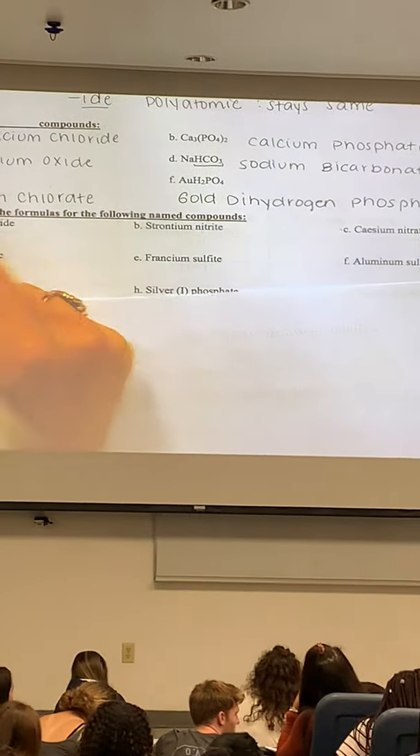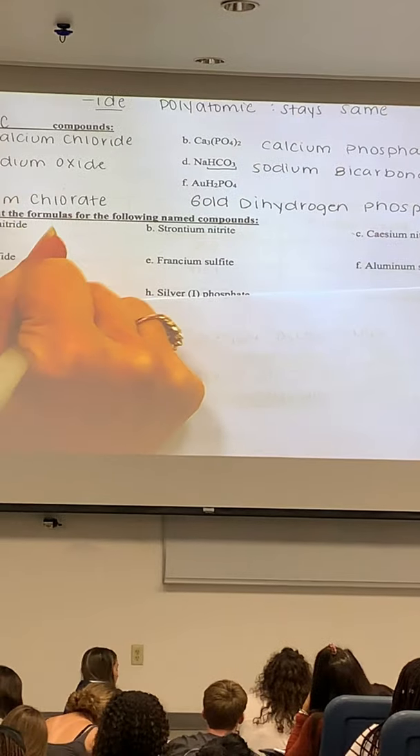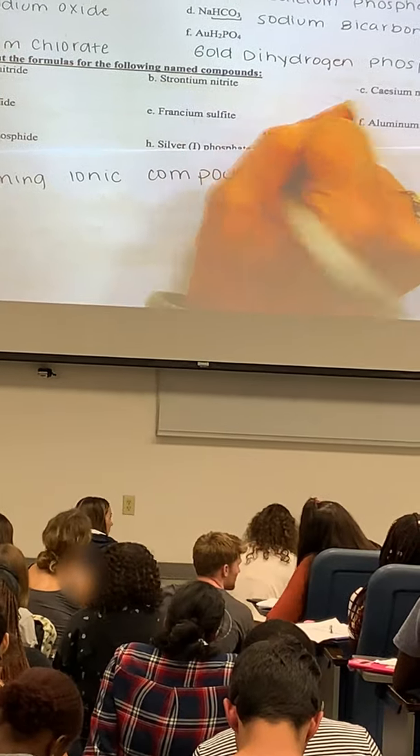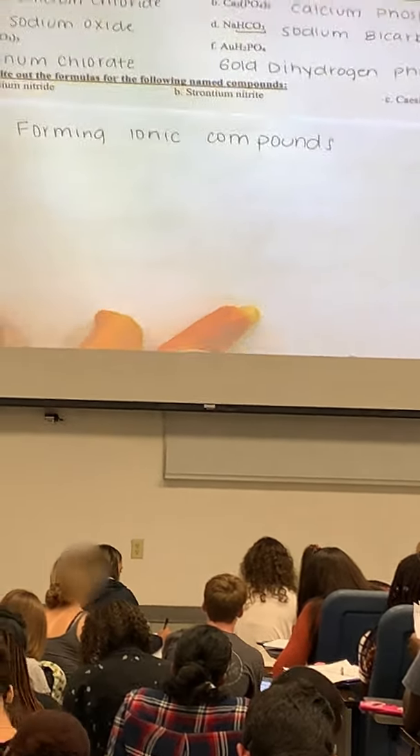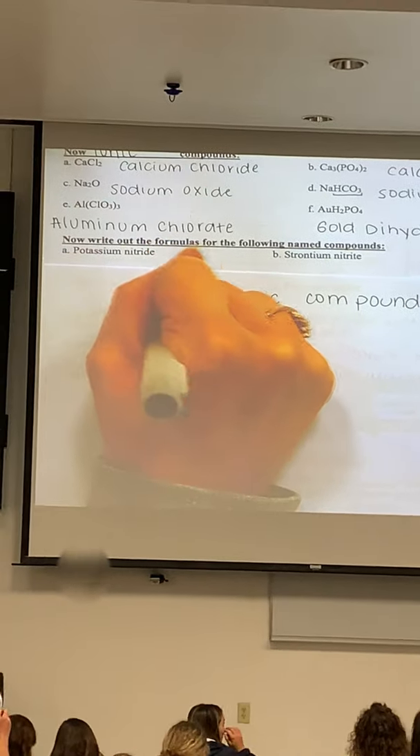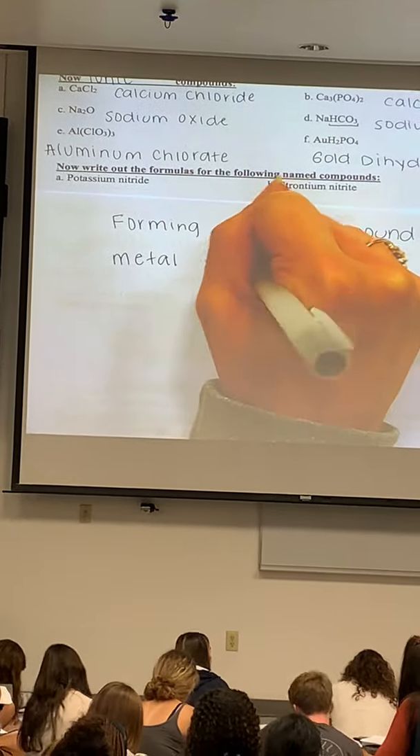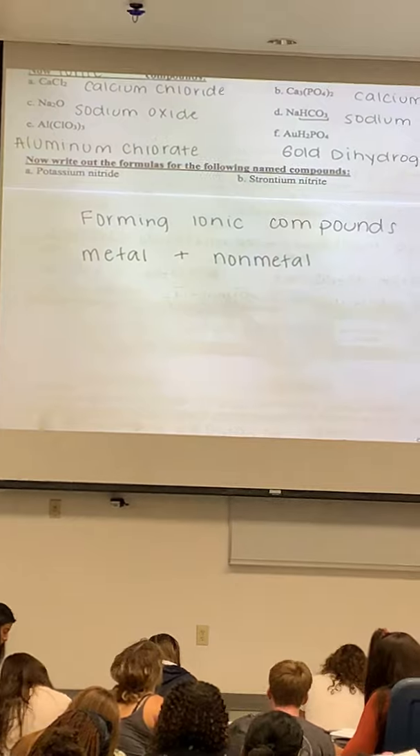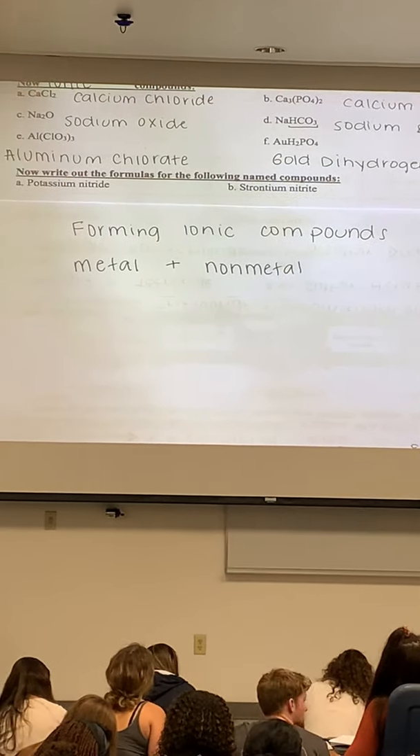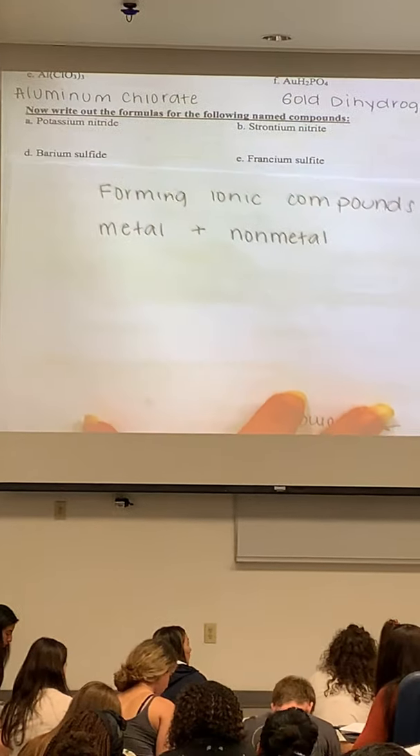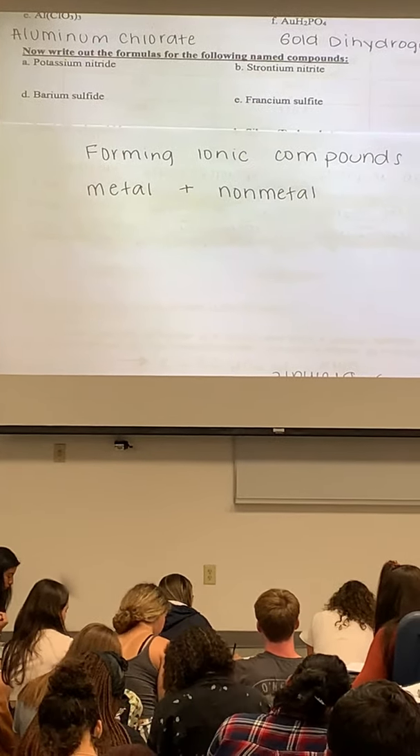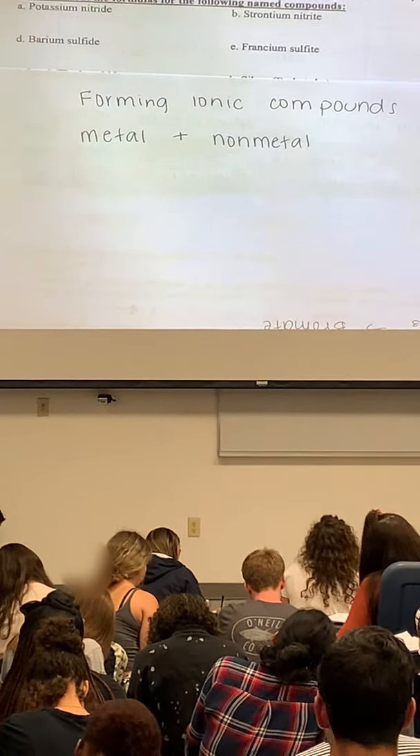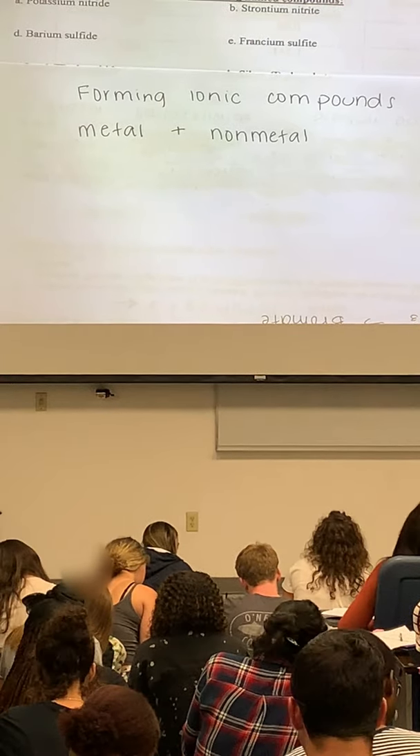So, forming ionic compounds. We're always going to write the metal first, then the nonmetal, and we are going to swap their charges so that it's the subscript of the other element. What I suggest every time you have to write out the formula for an ionic compound is to write both individual charges first. So potassium nitride, ionic or molecular?